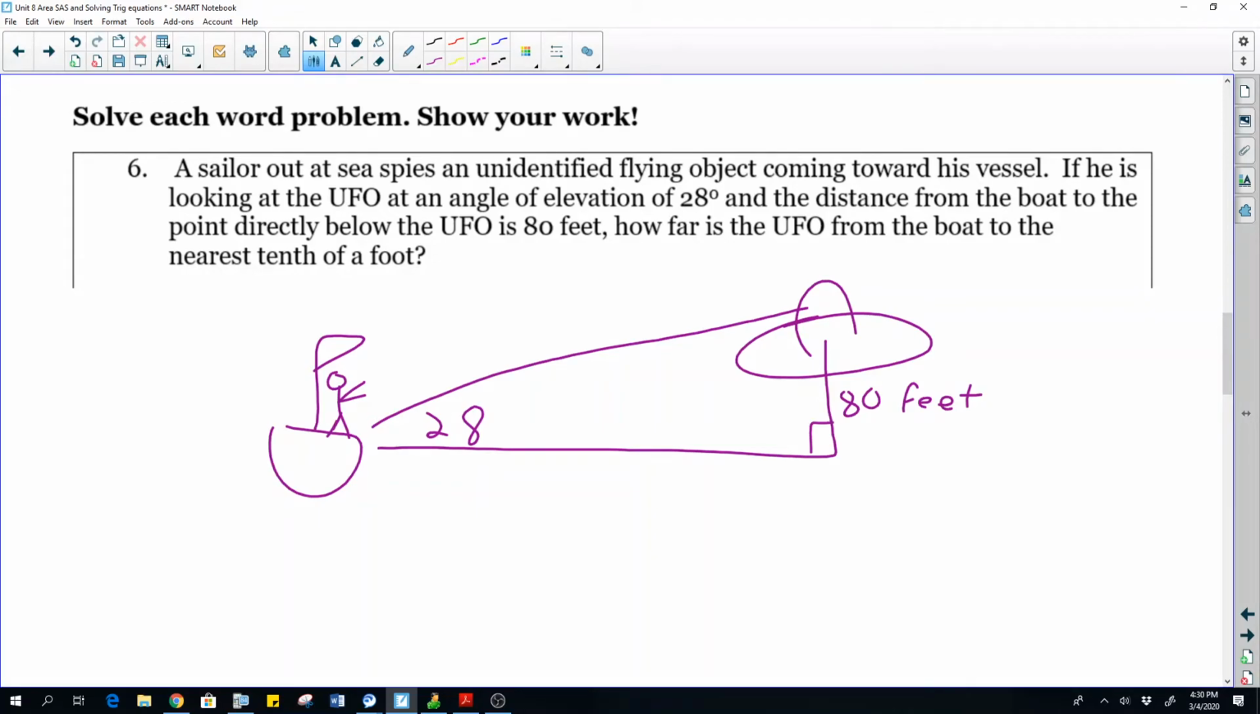So let me make sure. If he is looking at the UFO at an angle of elevation of 28 degrees, and the distance from the boat to the point right below is 80 feet, I think we got this. Okay, so how far is the UFO from the point, to the nearest tenth?